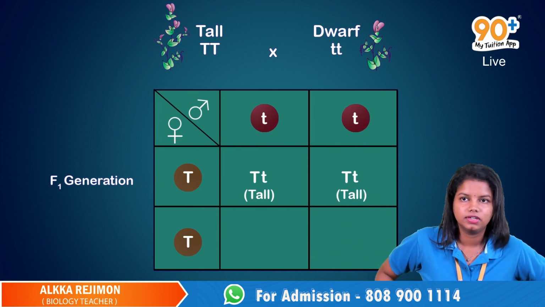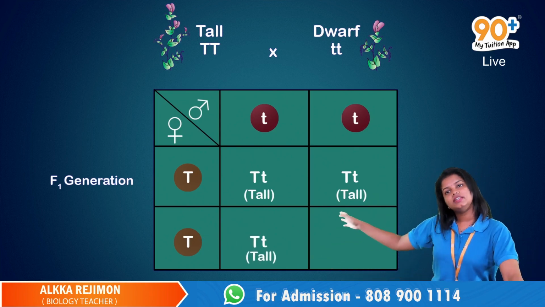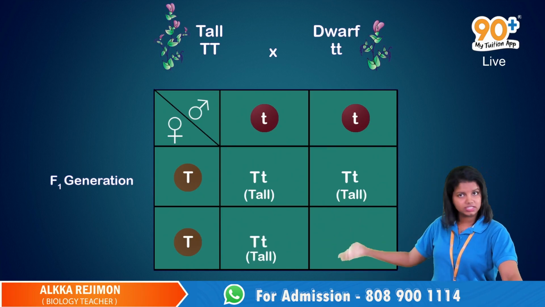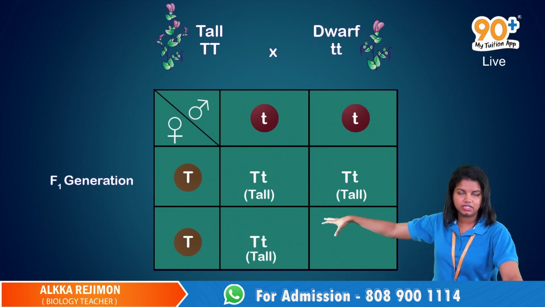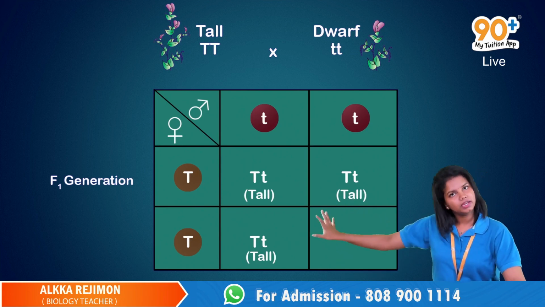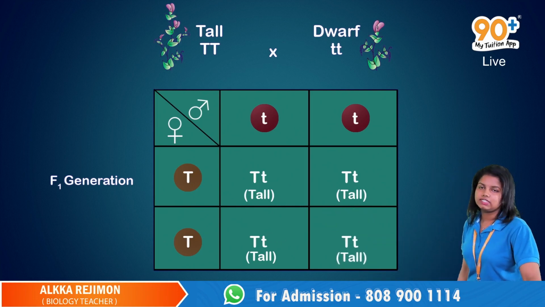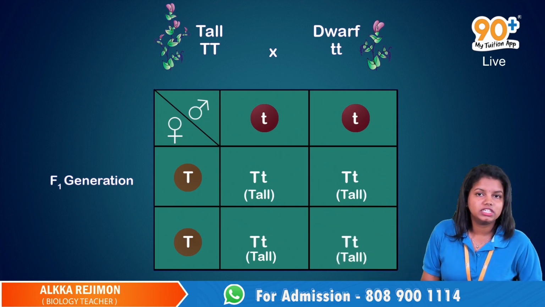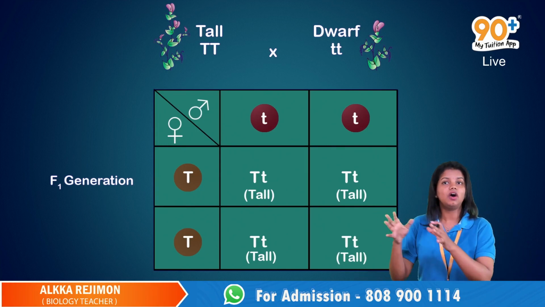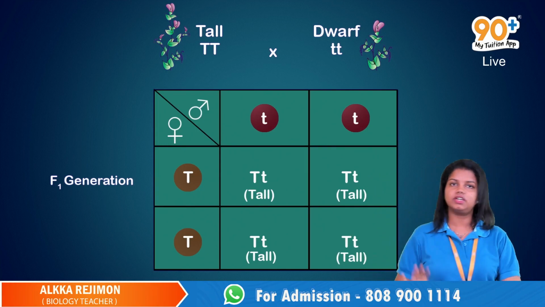Then, yes, the third one is also another capital T small t. Since capital T is the dominating gene, the allele here, the offspring is going to be tall. And finally, yes, another capital T small t is produced, which means all the F1 generations are tall in their structure.